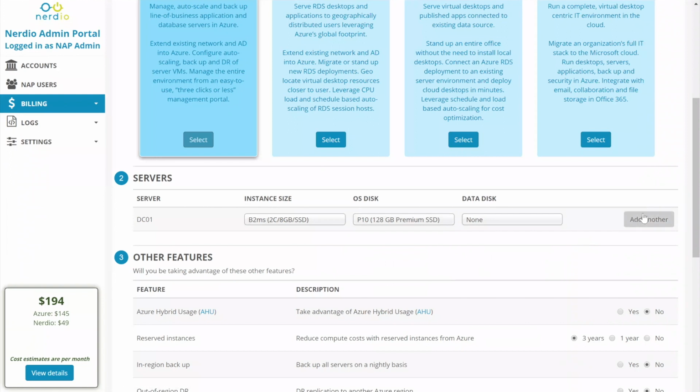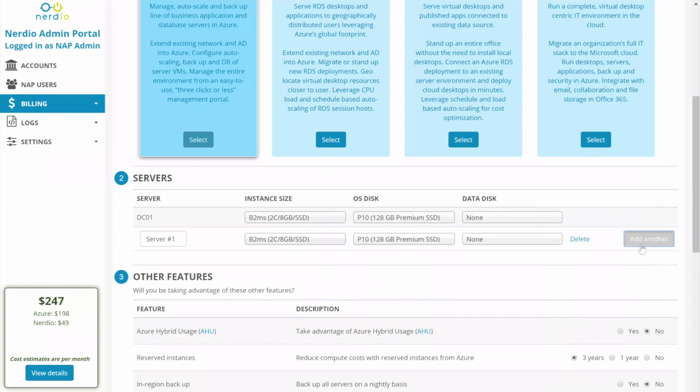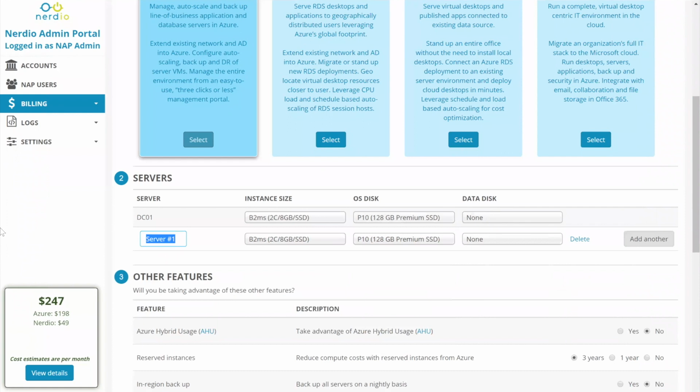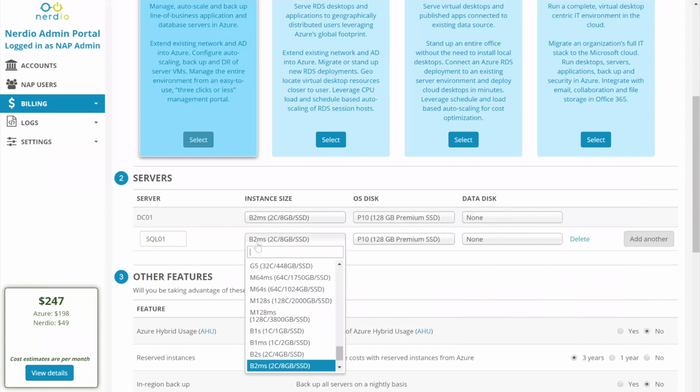And then you can add additional servers. And by adding a server, you simply click on the add button. You can click it multiple times. One nice feature here is once you add this, so let's call this SQL01. Let's say there's going to be a database and an application server that you'll be hosting. You can then configure the size of that database server.